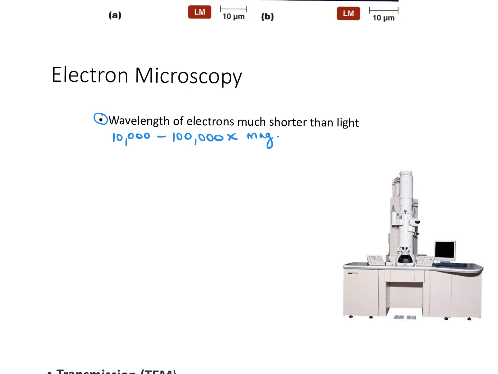Unfortunately, it's cumbersome in a couple ways. Number one, you're not going to have these in your dorm room. They're quite expensive. And the cells have to be fixed, in other words, prepared, and viewed in a vacuum. So in the absence, two U's, not two C's. Oops.